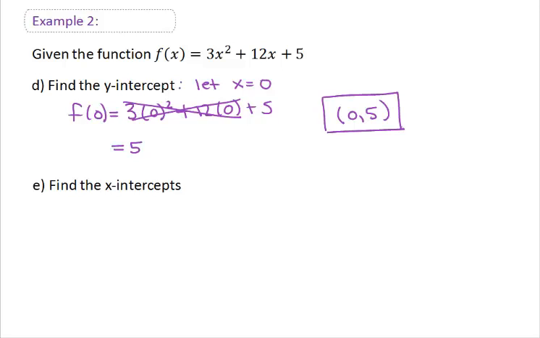Our x-intercept, we do that by setting our y value, our whole equation, equal to 0. So I have 0 is equal to 3x squared plus 12x plus 5. This is a quadratic equation. We can solve it one of many methods.